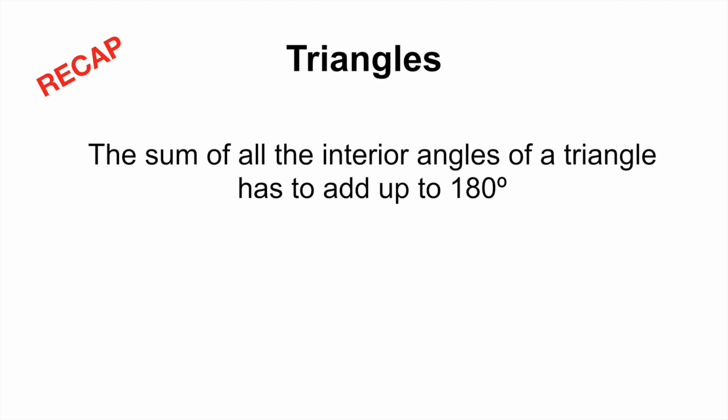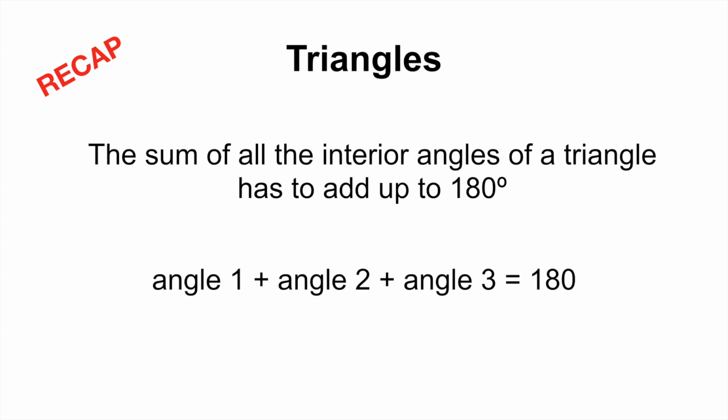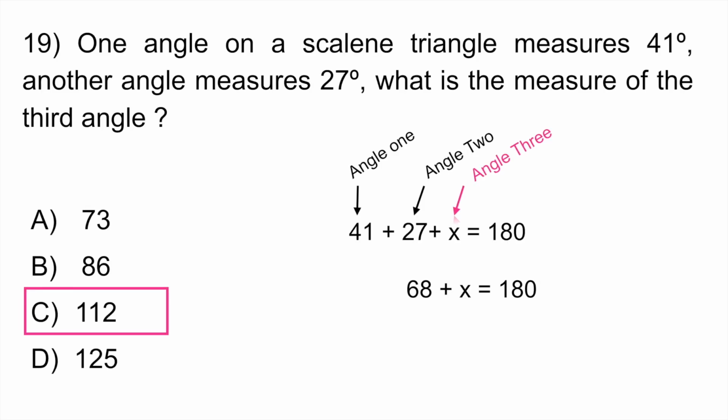So it has to look like this, right? Angle 1 plus angle 2 plus angle 3 is equal to 180. Okay, so they're telling us here, angle 1 was 41. Angle 2, they're telling us measures 27. And what we have to do is find out angle 3, which we're going to call x because we don't know what it is. So you set up your equation like this, and you end up with 68 plus x is equal to 180.